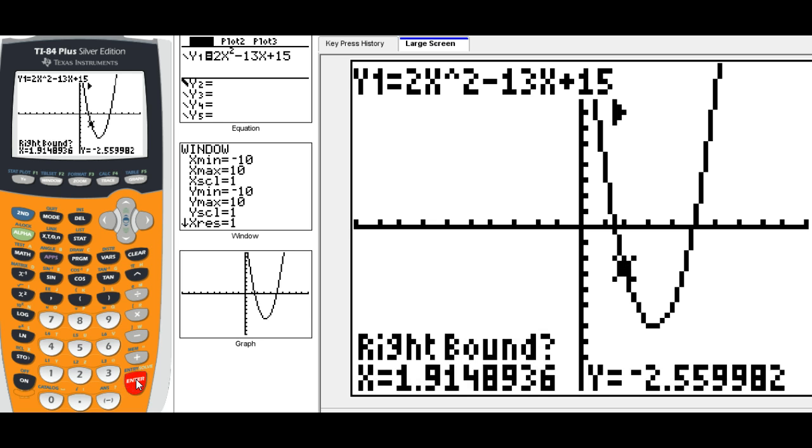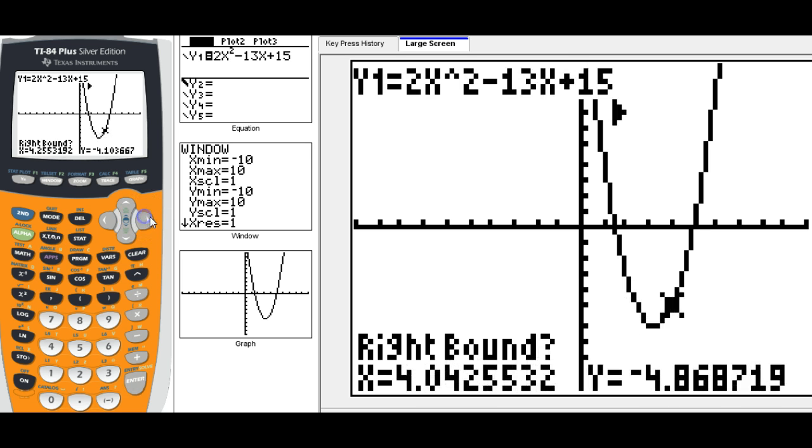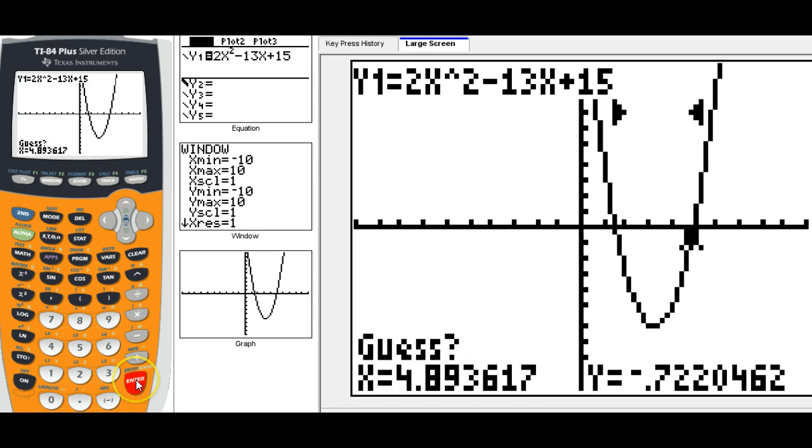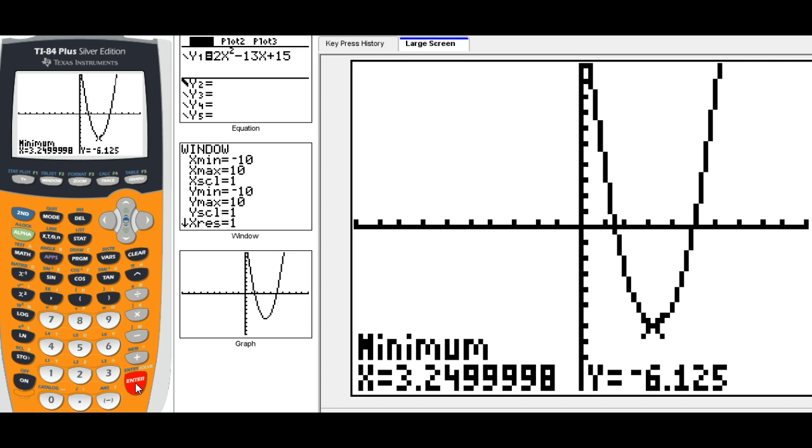Press enter. The little arrow shows up for our left boundary. Now it wants the right boundary. So as long as I get right of that minimum point and press enter, I can now find the lowest point between those two boundaries, which I've identified as my vertex. I don't have to make a guess. I can just press enter. There we go. There are the coordinates of the vertex, x equals 3.25, and y equals negative 6.125.